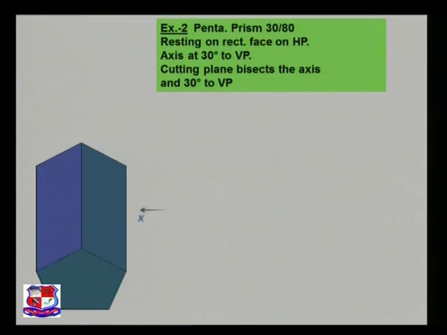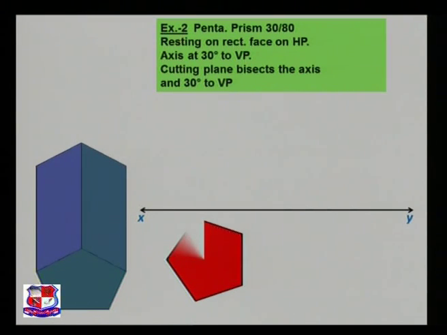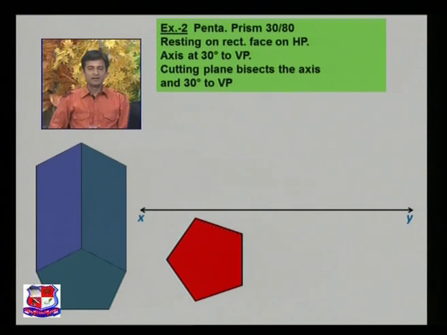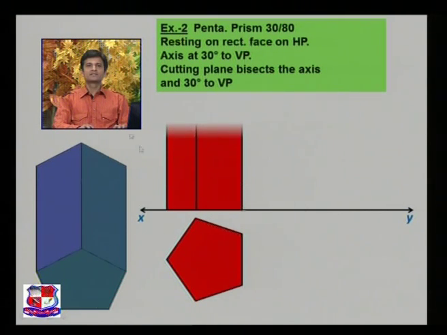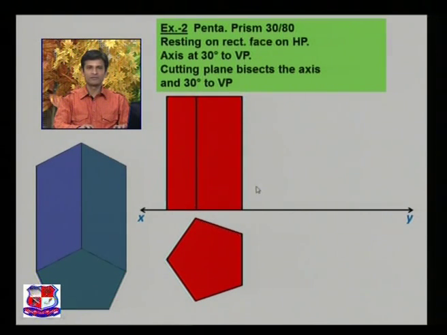Yes, first we see this data. Draw the XY line and draw the pentagon below the XY line. Here it is given that it is resting on its rectangular face. So first we have to draw a pentagon like this in such a way that one side is perpendicular to the XY line, which we did in the first problem as well. And this is the front view. Draw projection lines from all these 5 points and we can draw its front view.